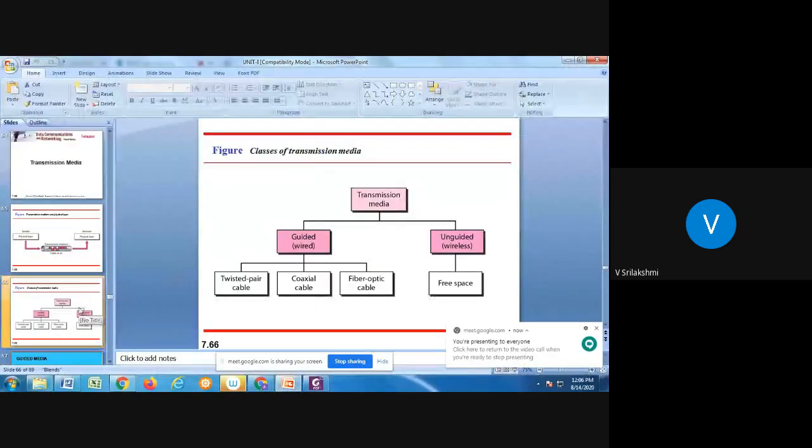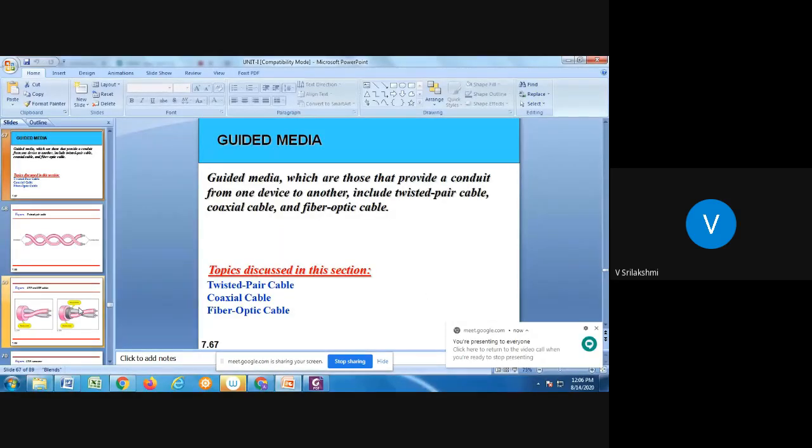Now we will discuss both guided and unguided one by one. So coming to the guided, the first one we have is twisted pair.